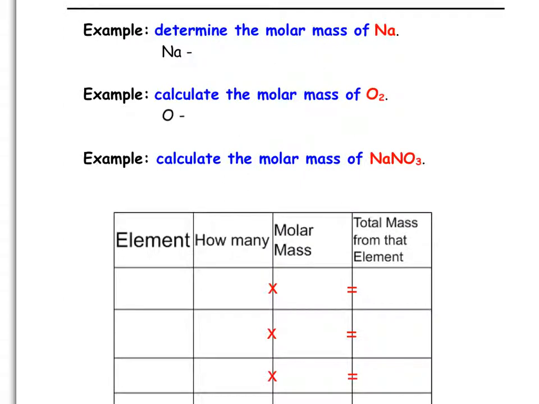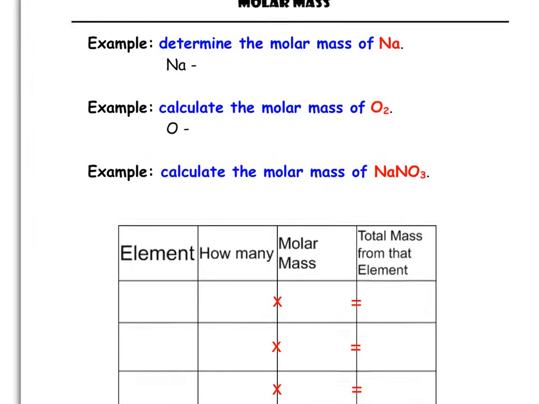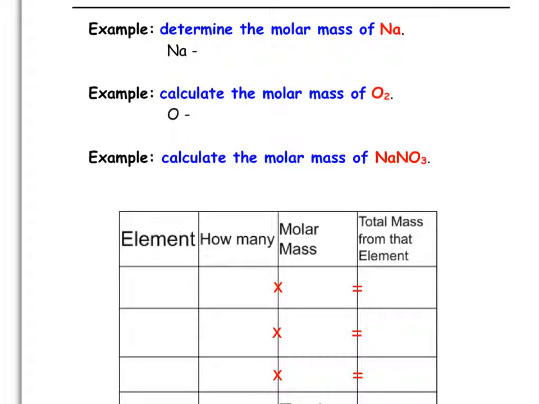Alright, so now we're going to learn how to determine the molar mass of a molecule. This might seem very daunting at first, but once you get used to it, it's second nature. But as always, I like to take it slow and ease you into it. So, here, determine the molar mass of sodium. Well, all we do for this is look at your periodic table, and it tells you that it is 22.99 grams per mole.